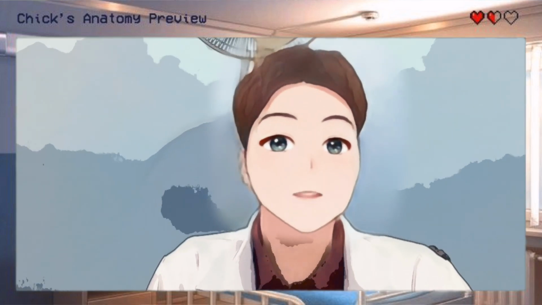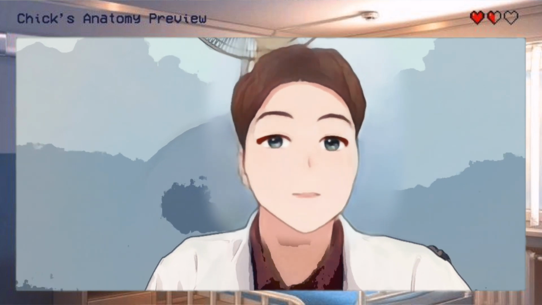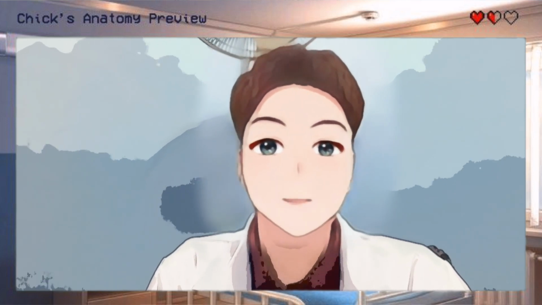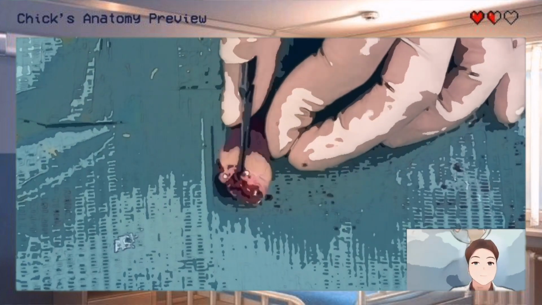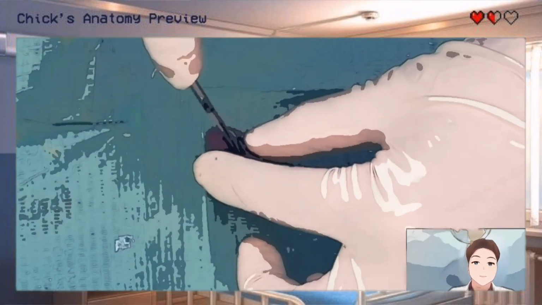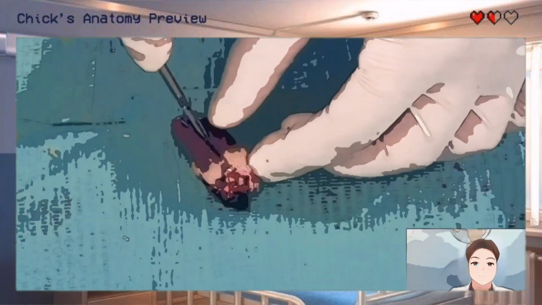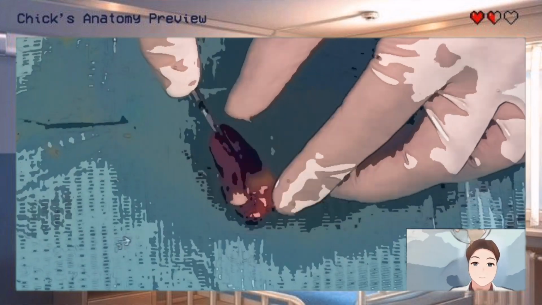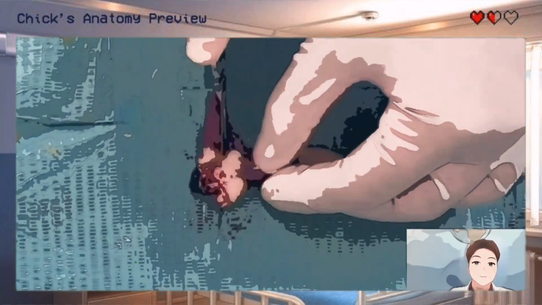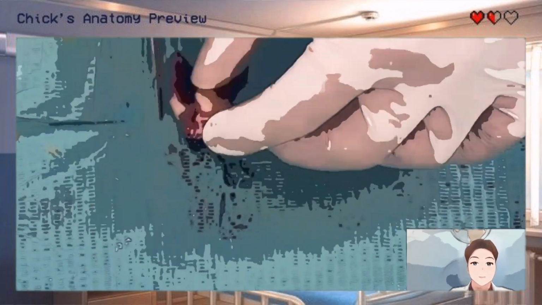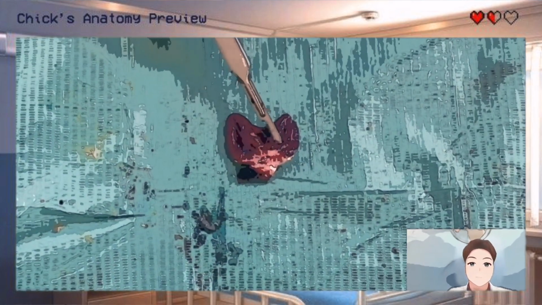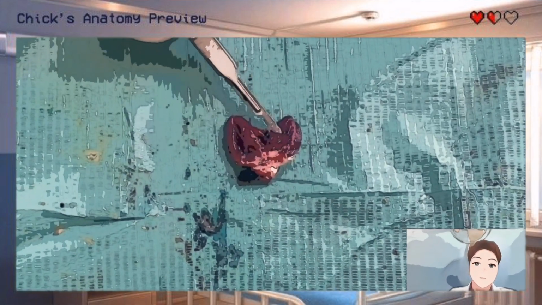The attending told us that there is a massive clot somewhere inside the heart. With that, we will be extracting and examining the heart first. With the use of a scalpel, Andre will execute a frontal section to the heart. The frontal section is a cut along a lengthwise plane that divides the body or an organ into anterior and posterior parts.